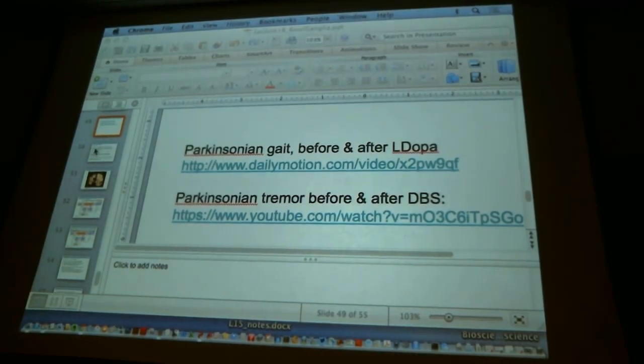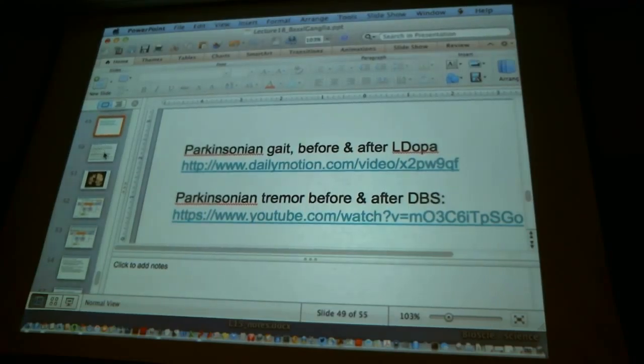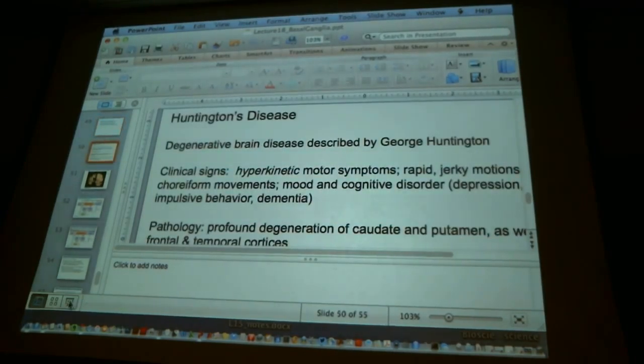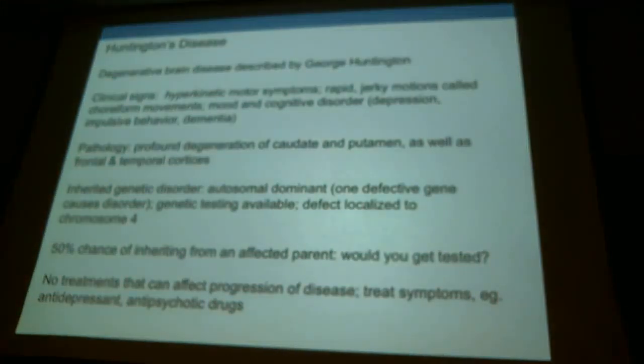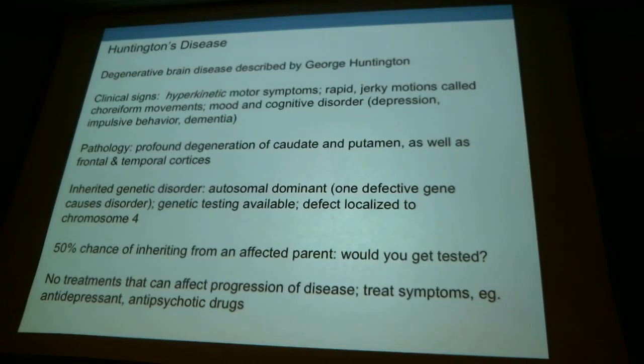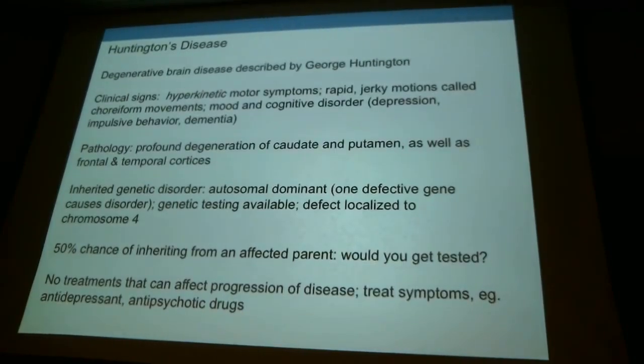So at least with Parkinson's you have some degree of treatment. You can treat the symptoms, if not the degeneration itself. Not yet, anyway. Huntington's disease is a little bit different. It's a much more broad-based degeneration. It was originally described by George Huntington, so all these diseases are named after a person who described them. It has clinical signs that are sort of the opposite of Parkinson's. And so mostly you have hyperkinetic motor symptoms.